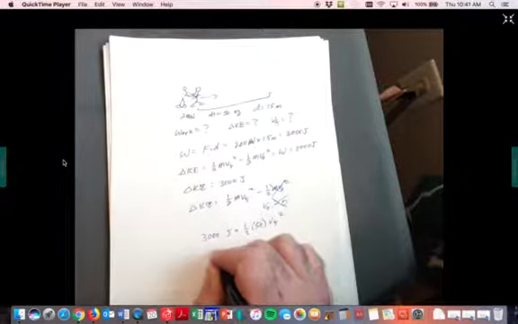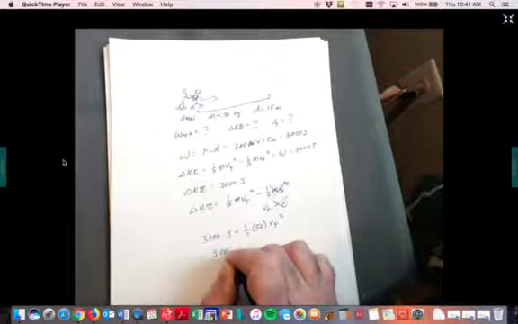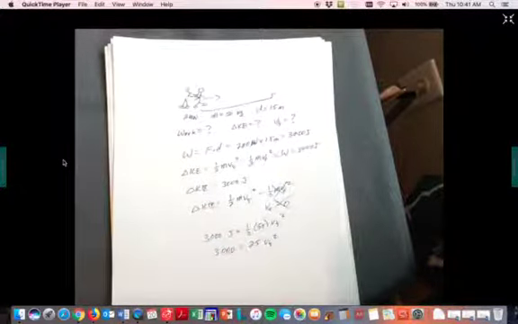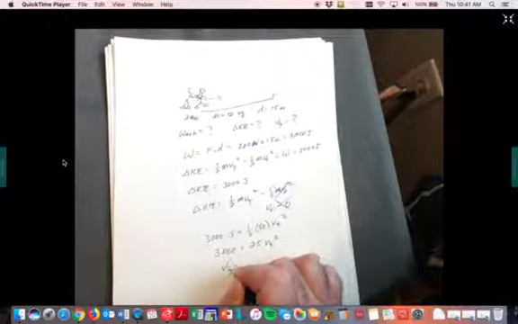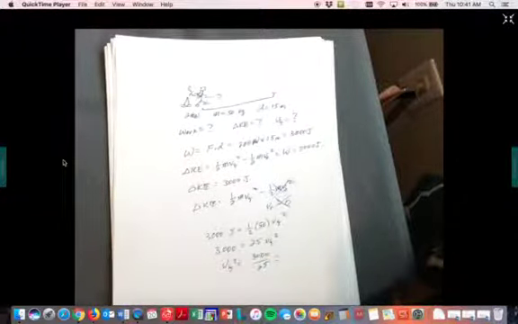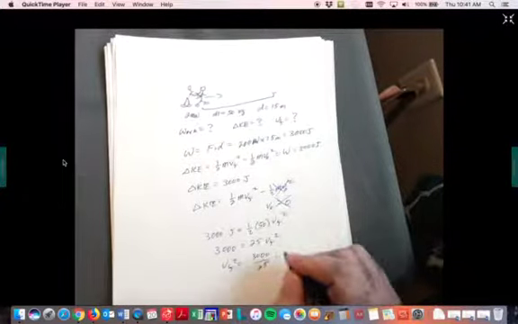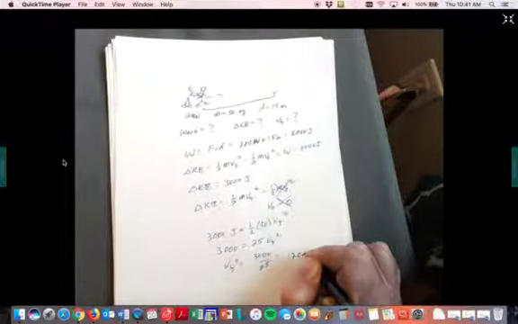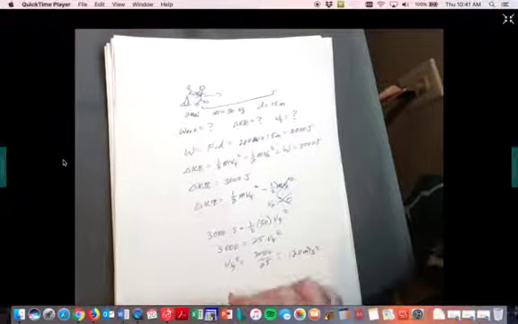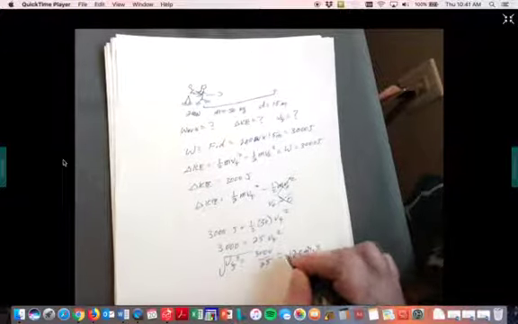And so we can do it this way: 3,000 is equal to 25 times v final squared. V final squared is equal to 3,000 divided by 25. I'm going to grab my calculator. 3,000 divided by 25 is equal to 120. Well, that seems really fast, 120 meters per second. But wait, that's meters squared per second squared. We've got to take the square root of both sides.